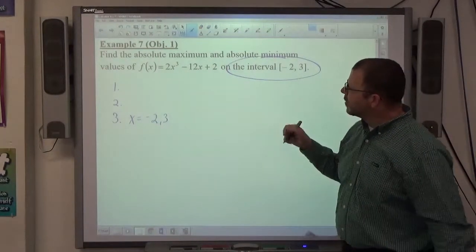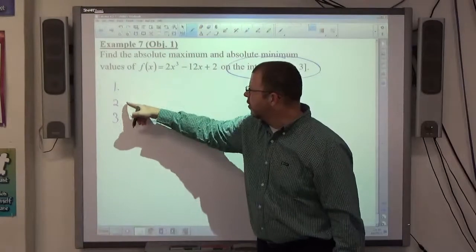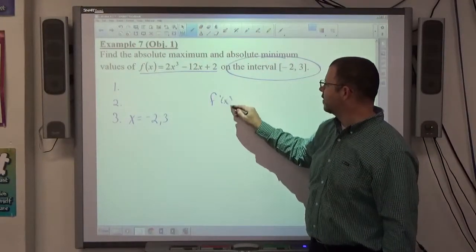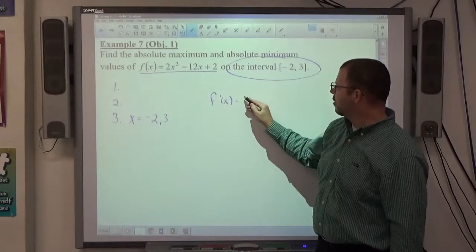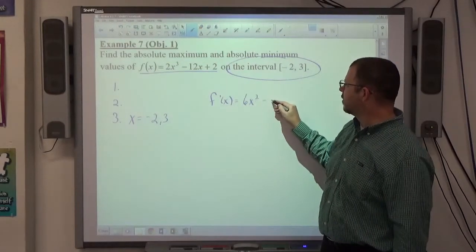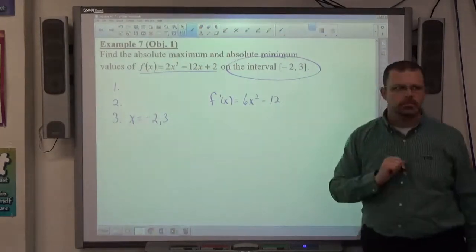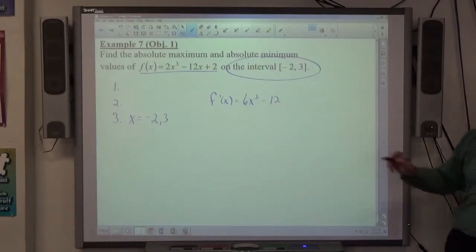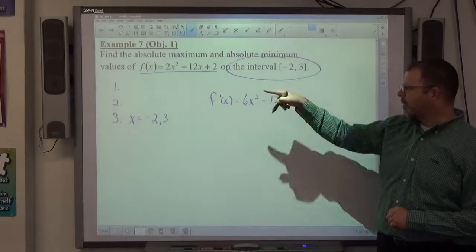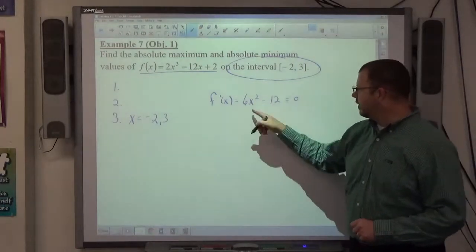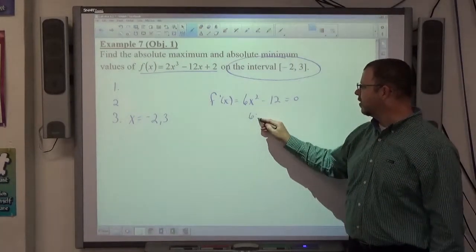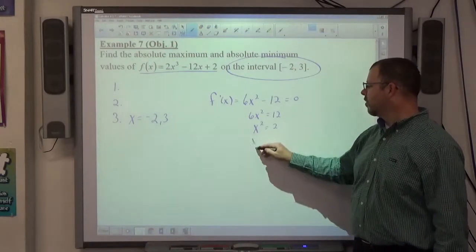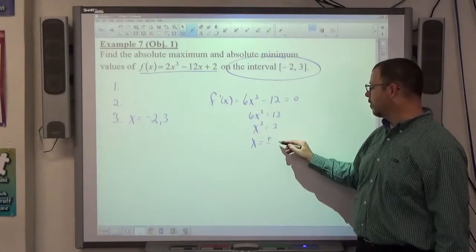All right. The second thing we do, for criteria 1 and 2, we need a derivative. So I take this function and make the first derivative, f'(x) = 6x² − 12. And I have to solve that equal to 0 for criteria 1. This is easy enough to solve by hand. I get 6x² = 12, so x² = 2. So x is going to equal plus or minus the square root of 2.